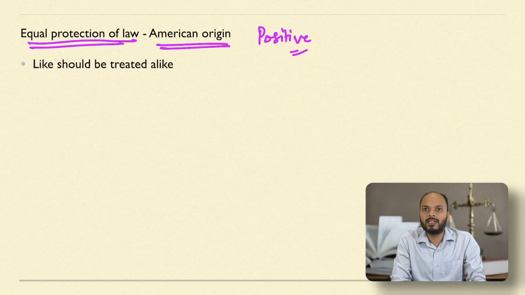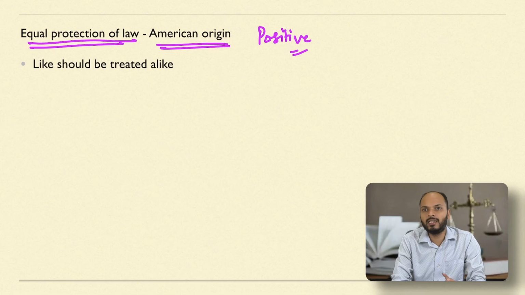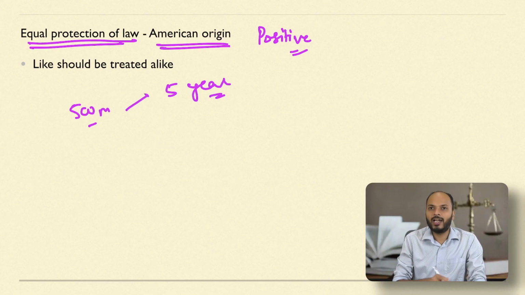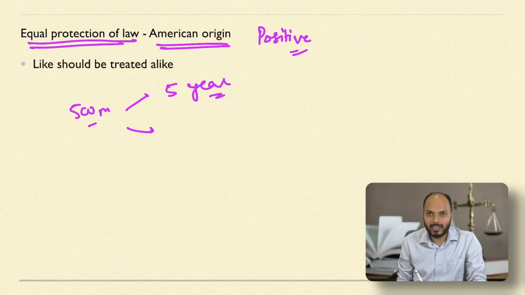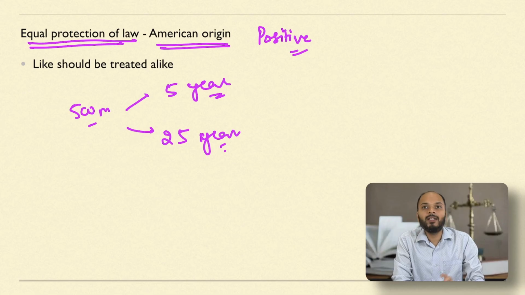Let us try to understand with the help of an example. Let's say there is a sports competition, and in the event of athletics, there is a 500-meter race. One participant is a 5-year-old child, and another participant is a 25-year-old person. Now, by the concept of equality before law, what does it mean? Whoever comes first in this race will win.